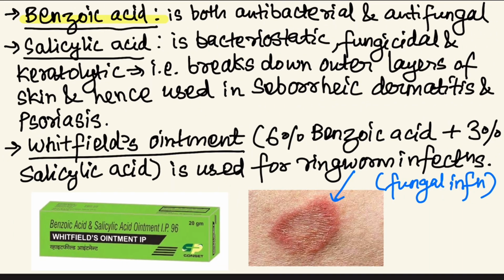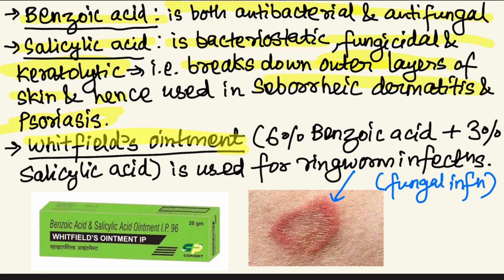Then we have benzoic acid. It is both antibacterial and antifungal in nature. Then salicylic acid. It is bacteriostatic, fungicidal and keratolytic. Keratolytic means it breaks down the outer layers of the skin, and as a result it can be used in seborrheic dermatitis and in psoriasis.